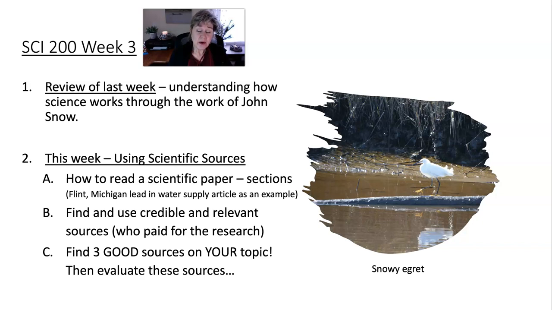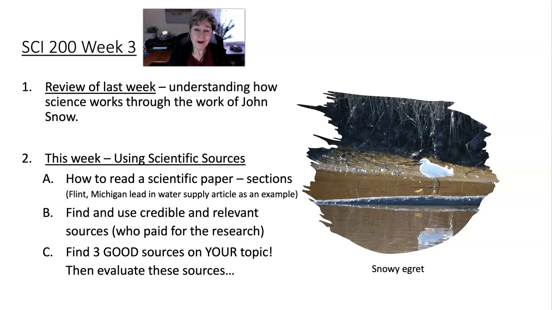This week, you are going to learn how to use scientific sources. You're going to learn how to read a scientific paper. You're going to examine the sections. And you will do this by looking at an example of a journal article published on the Flint, Michigan water problem, where the water supply caused leaching of lead into the water supply, and many children drank this water.